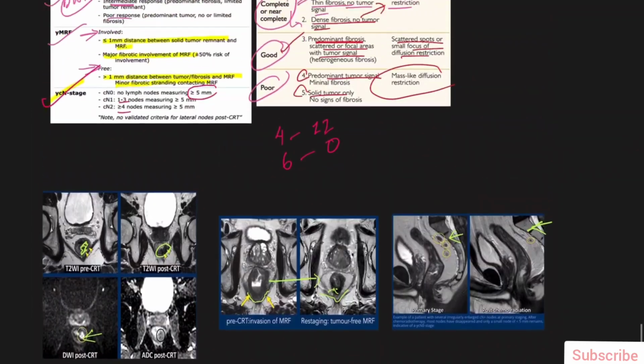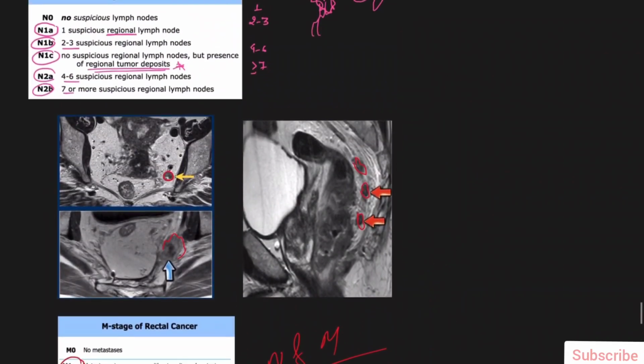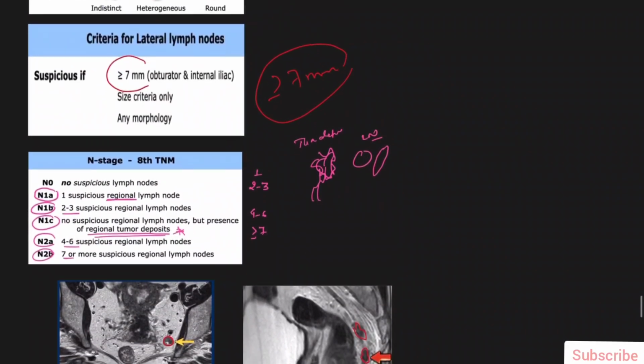This is all about the nodal and metastasis staging of rectal cancer and the response after neoadjuvant therapy.